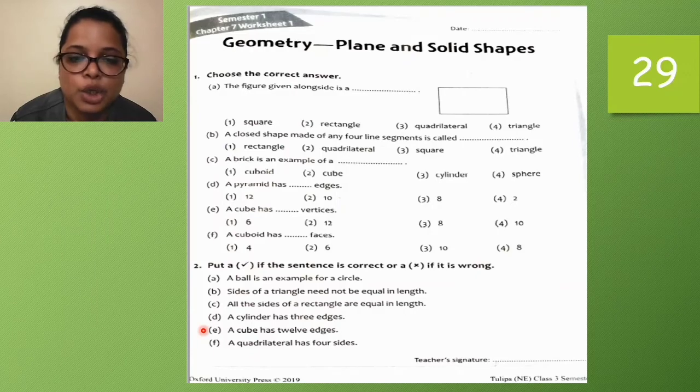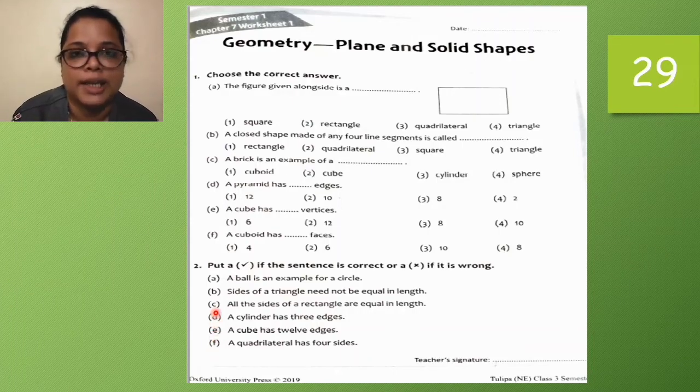E. A cube has 12 edges. Yes, it's right. A cube has 12 edges. So put a tick mark. F. A quadrilateral has 4 sides. Yes, it's right. So put a tick mark.